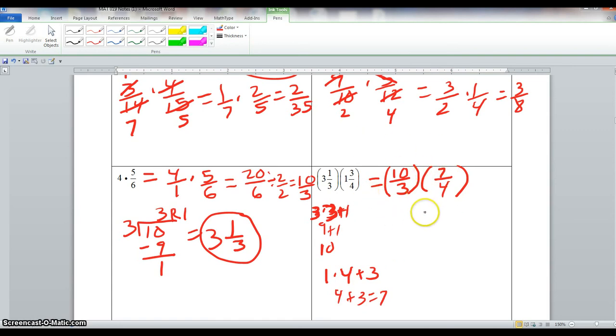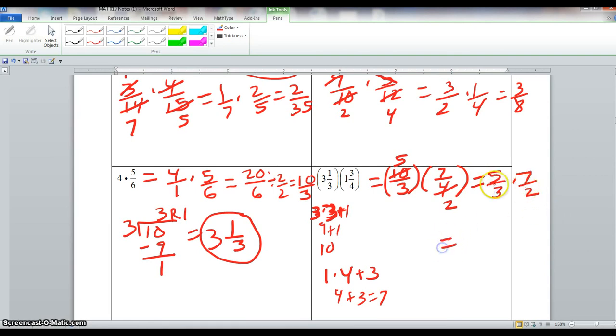Now what I would suggest is this. Let's do the cross simplification here. 10 and 4, they both have 2 in common. So this would give us 5. 10 divided by 2 is 5, and 4 divided by 2 is 2. Now when you take any of these other numbers, 3 and 7 does not go in together, and 3 and 5 does not, and 7 and 2 does not. So now we have 5/3 times 7/2.